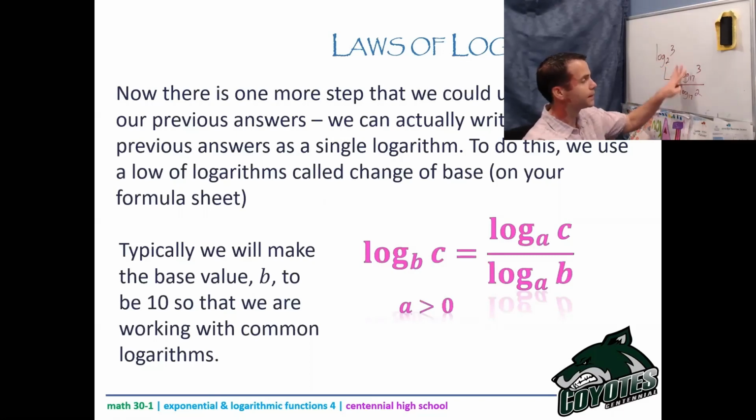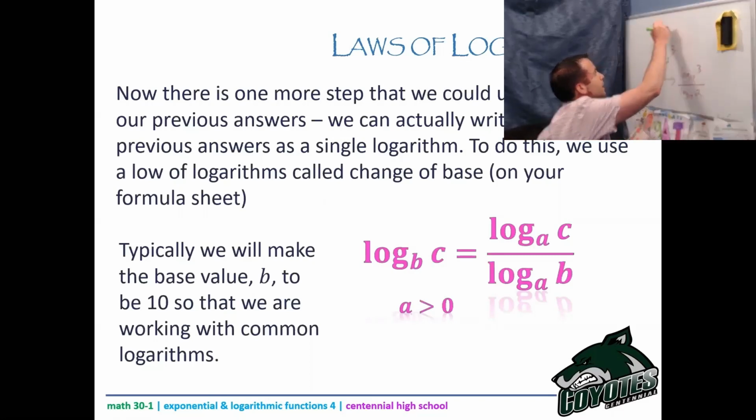Now, this is kind of pointless. Why would I ever want to change this to log base 17? There's nothing I can do with a base 17, but there is something I can do with a base 10. Log base 10 happens to be a button directly on my calculator. It's the LOG button. So what I could do is I could say this is log 3 over log 2.